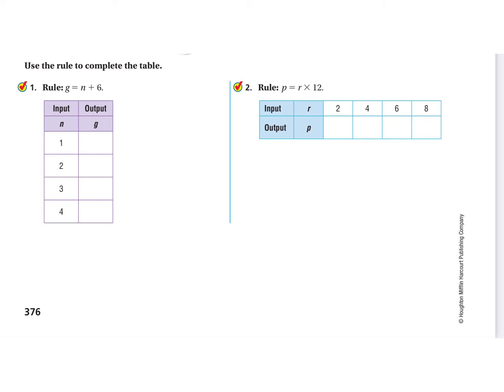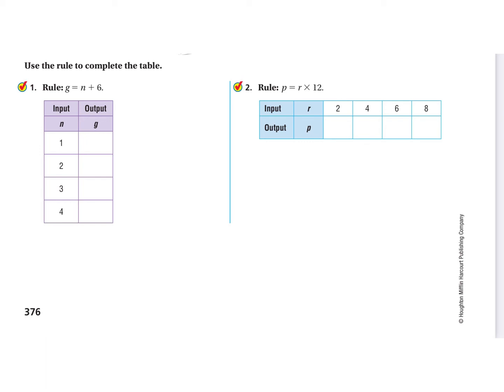I'm going to do this one in blue. This one is talking about the rule G equals N plus 6. So I notice here, instead of an X and a Y, they use N and G, which they could do. They've just switched the variables up. The input and the output are basically still going to be the same. We just got to figure out, okay, let's take their equation and think about how we could use that to finish our table.